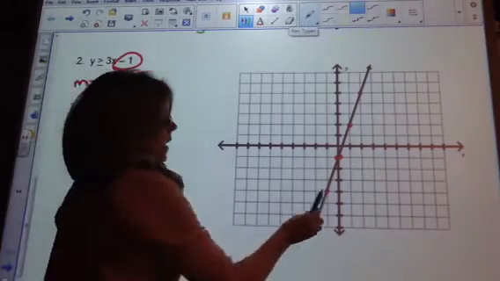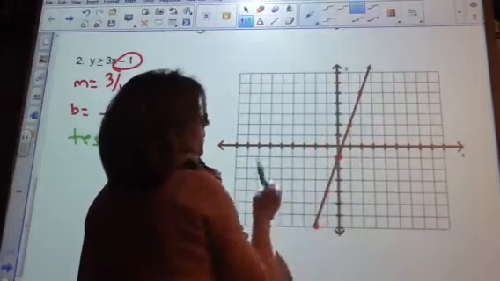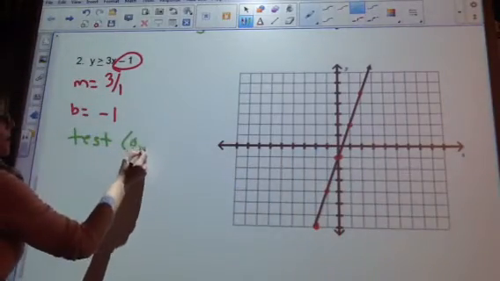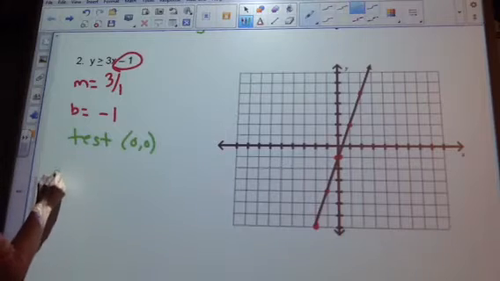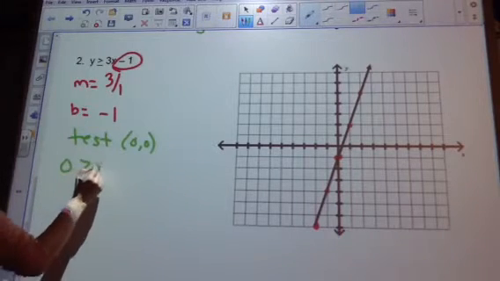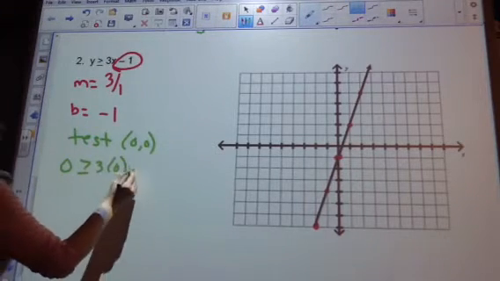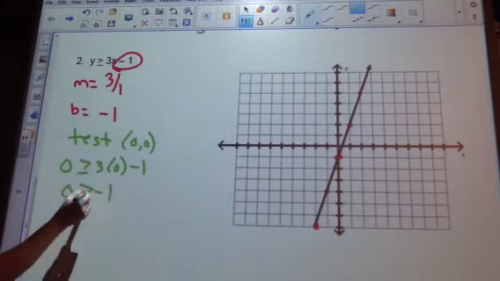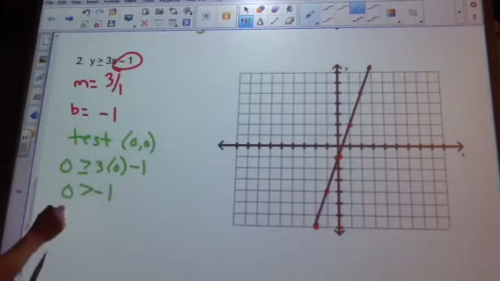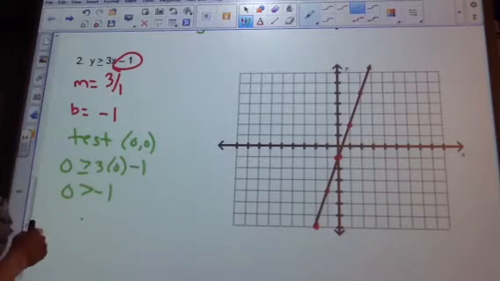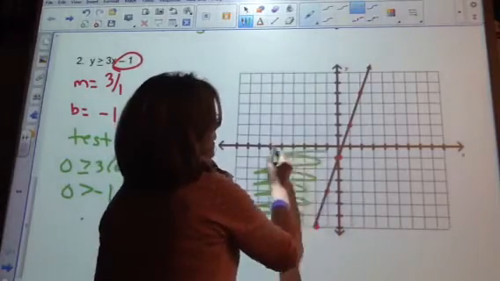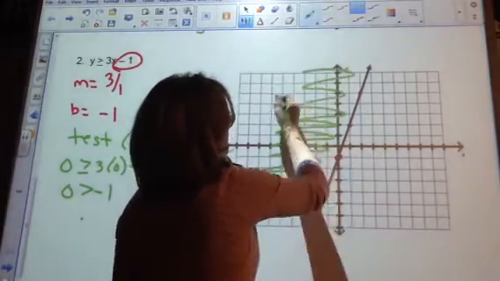All right, so we got to decide whether it's to the right or the left. To the left is the origin. I always like to test that one because it's easy. So, when y is 0 and x is 0, we get 0 is greater than -1. Is that a true statement? Yes, that is. 0 is greater than -1, so that is letting you know that this is your solution set.